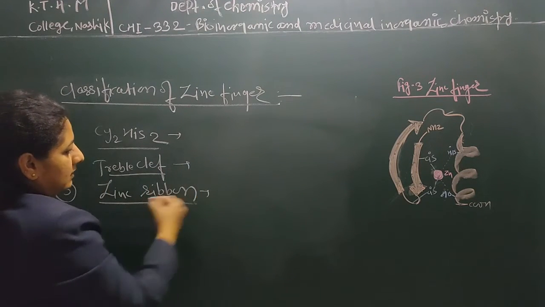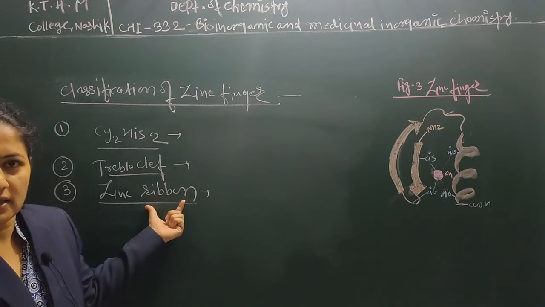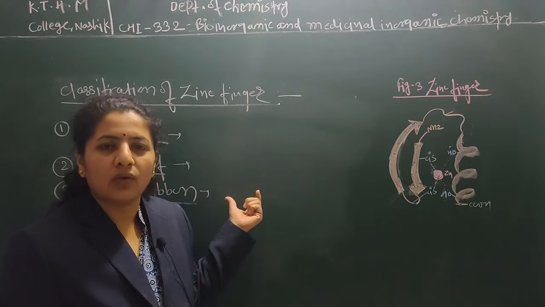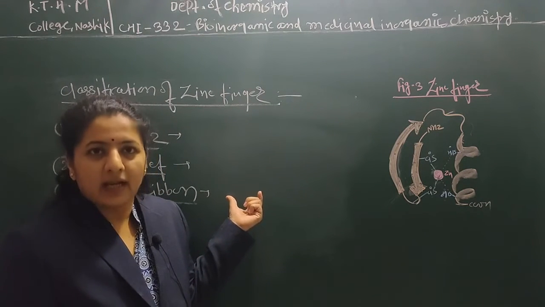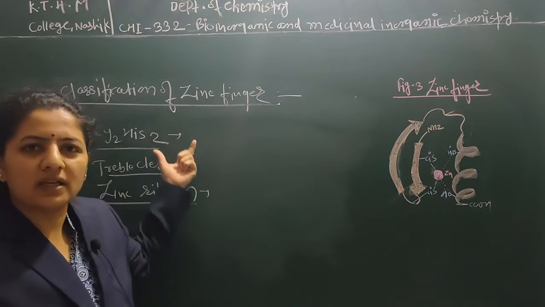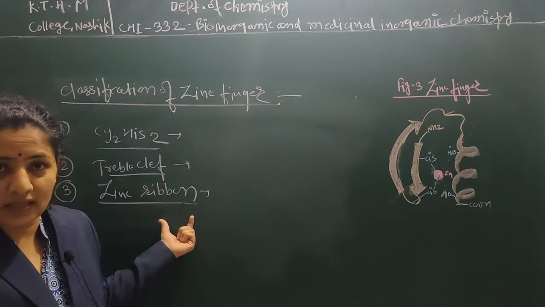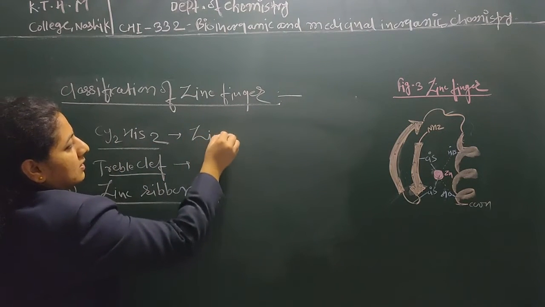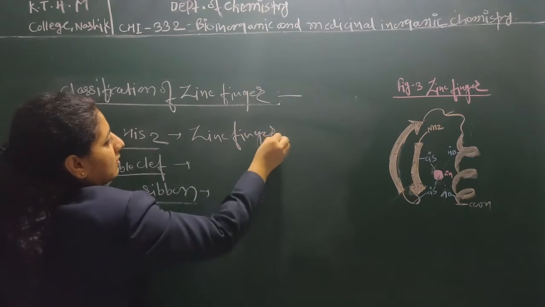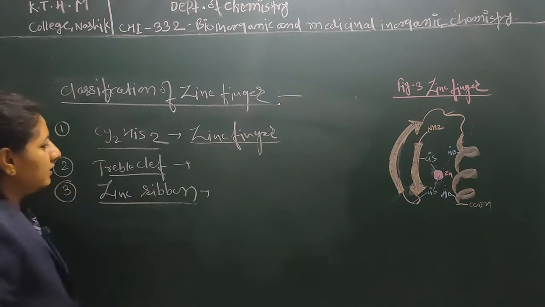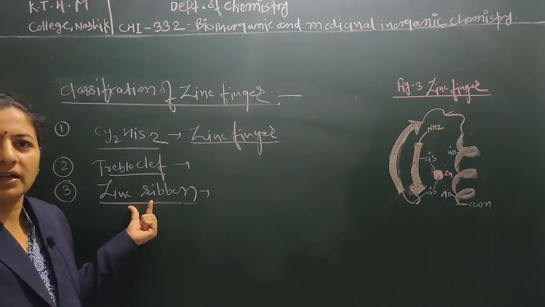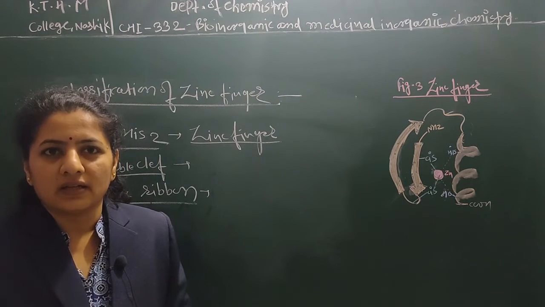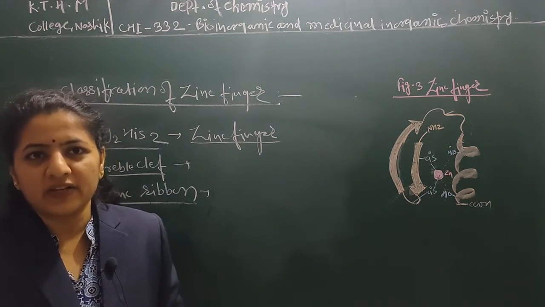Now these three classes depend upon the folding domain, and this folding domain depends upon the overall backbone of the protein structure. Depending upon this structure, zinc finger is classified into these three classes: cysteine 2 histidine 2, commonly known as the zinc finger, then the treble clef, and third the zinc ribbon. We are going to discuss how these fold groups are attached to the ligand placement. Now let's discuss.